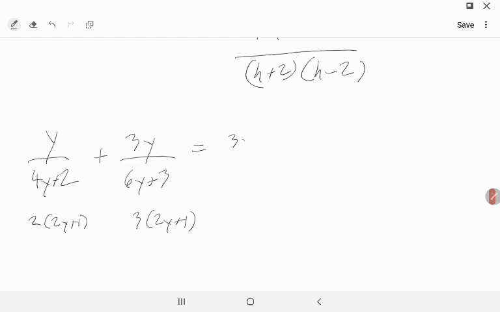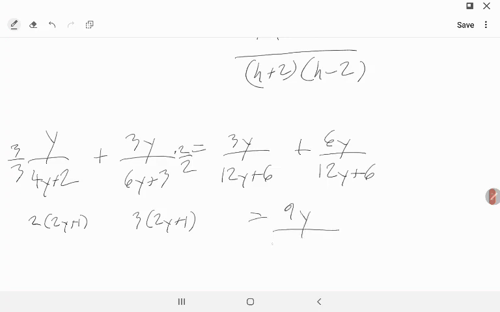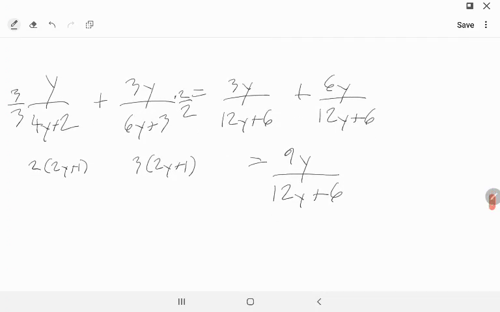So we end up getting 3y divided by 12y plus 6, just multiplying by 3/3, plus 6y divided by 12y plus 6, just multiplying numerator and denominator by 2. And so it turns out we get 9y divided by 12y plus 6. And we actually notice that there are 2 ways we could have done this.